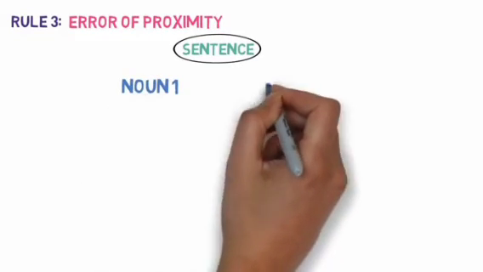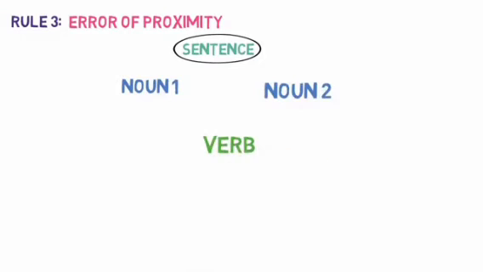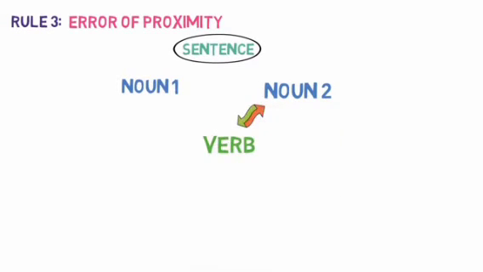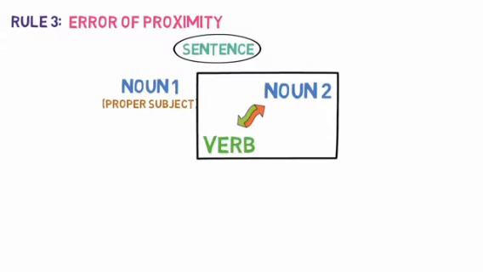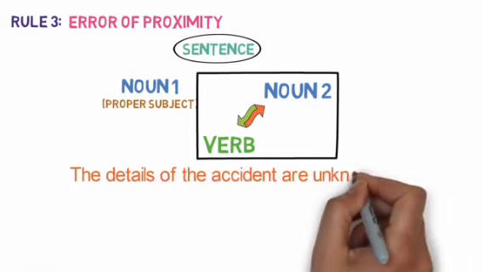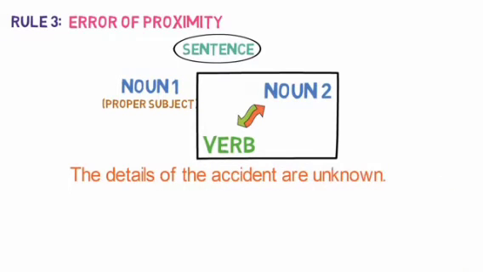Rule number 3, there is an error of proximity in a sentence. When you have two nouns in a sentence, many people are confused. They don't know which noun should affect the verb. At times, the first noun may be the proper subject, but people are often deceived to determine the verb, the tense of the verb, by the second noun. Now look at this, for instance. The details of the accident are unknown.